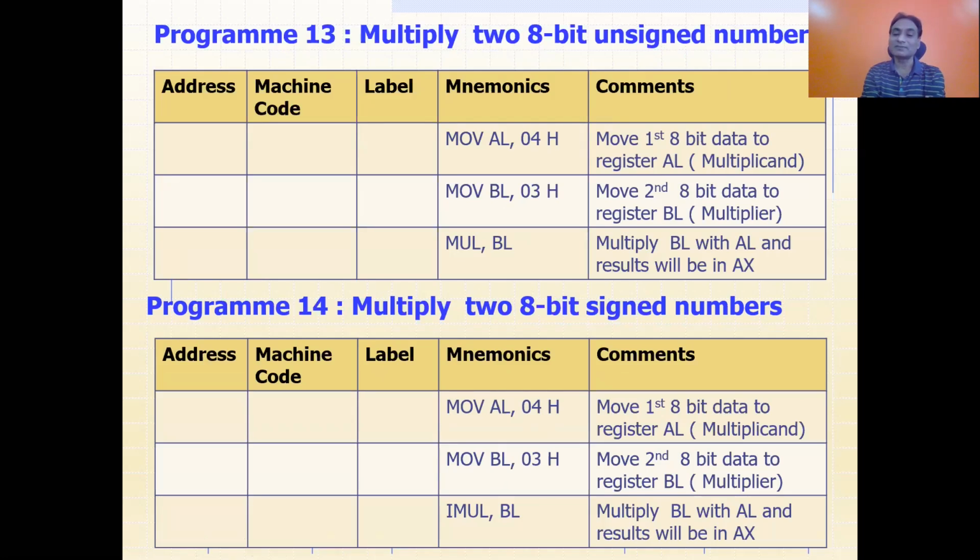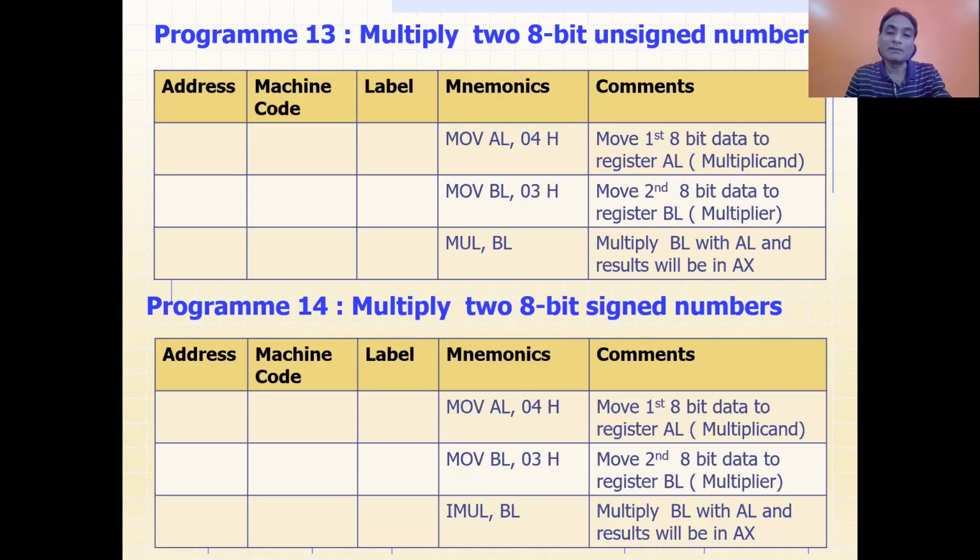2 8-bit unsigned numbers, because we know there are instructions for multiplication of unsigned numbers as well as signed numbers. There are 2 different instructions, right? Now, since we are going to have the multiplication of 2 8-bit numbers, 2 registers will be required, and then you need to understand the format of multiplication. I mean, which instruction can be used for multiplication of 2 numbers. And we know MUL followed by a register. This is one of the instructions of the 8086 microprocessor, which will multiply the content of BL with AL.